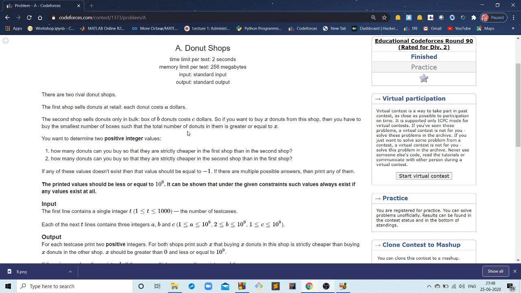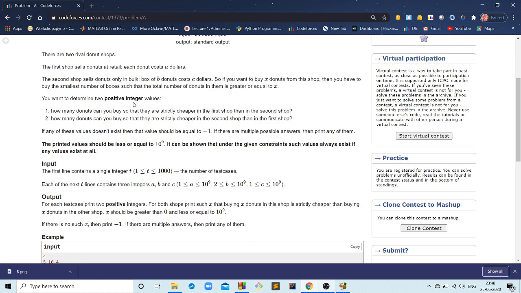We need to find two positive integer values, which will be the output of our program. The first one is how many donuts you can buy so that they are strictly cheaper in the first shop than in the second shop. And the second is how many donuts you can buy so that they are strictly cheaper in the second shop than in the first shop. If any of these two values does not exist, we need to print minus one. And if there are multiple possible answers, we can print any one of them.